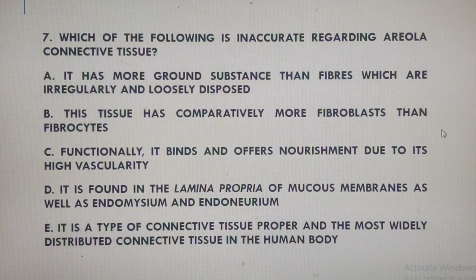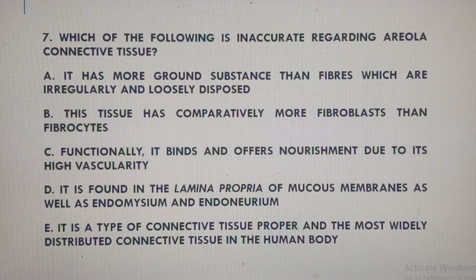Now option B says this tissue has comparatively more fibroblasts than fibrocytes. This is a very true statement because we know that it is the fibroblasts which make the fibers and then become fibrocytes. But here, fewer fibers are present, so generally we expect to see more fibroblasts compared to fibrocytes.